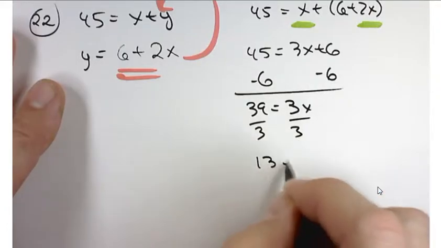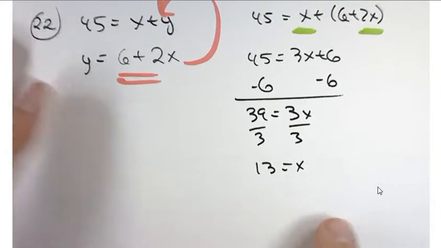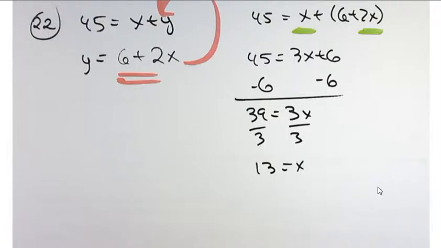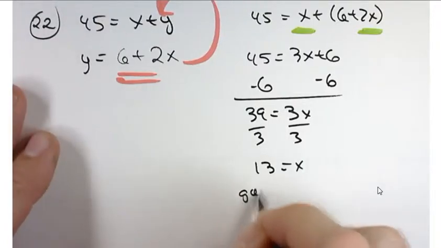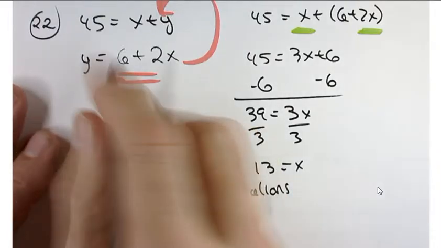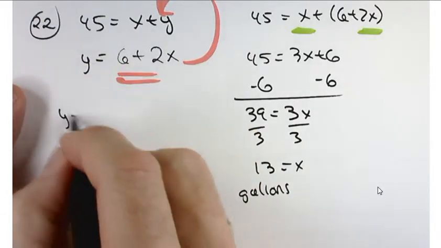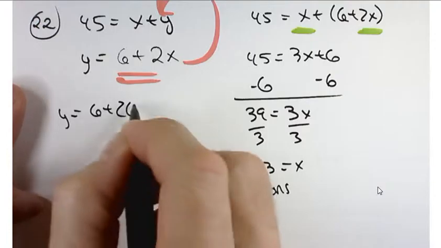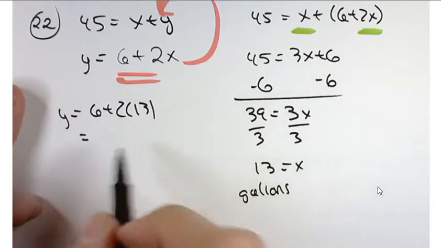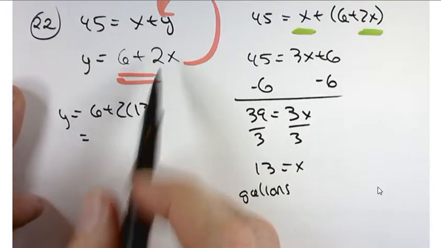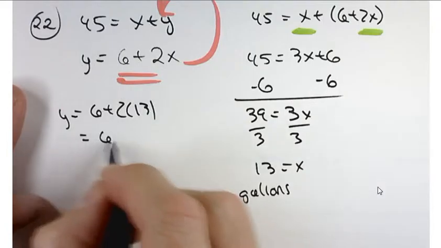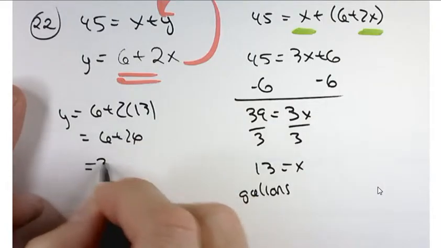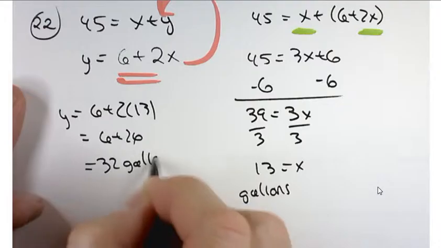Now x, that's the smaller of these. If X holds 13 gallons, how much is in Y? Nice. You're going to take and plug in the 13 there. 2 times 13 is 26, plus 6 is 32. So 32 gallons.